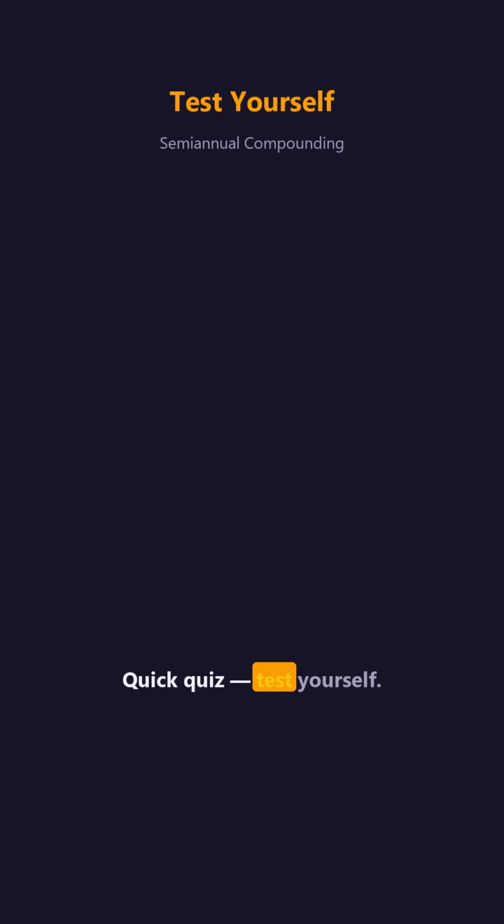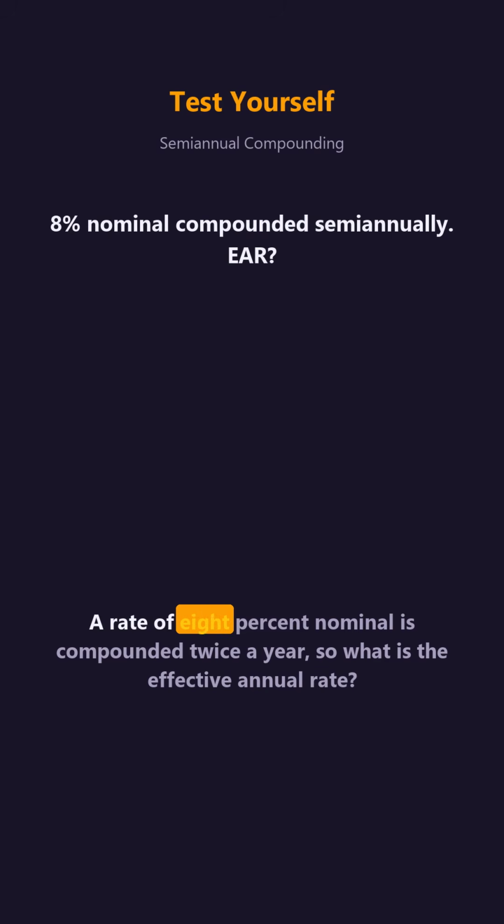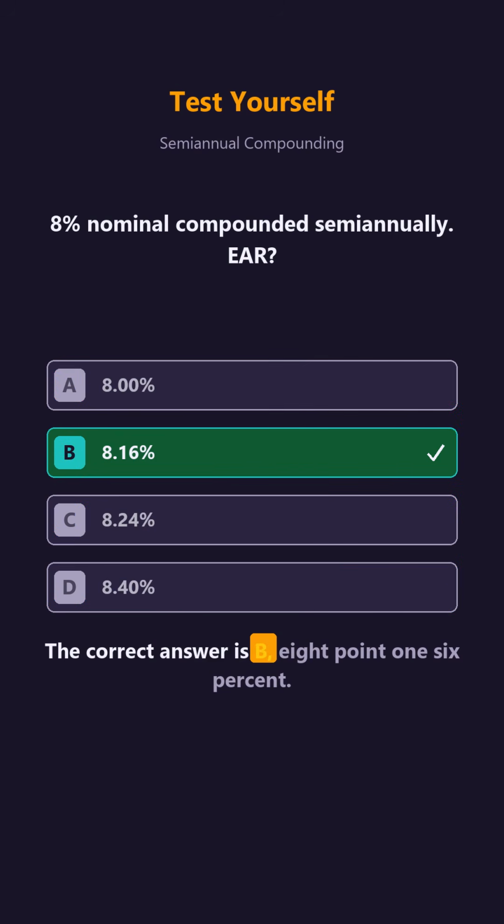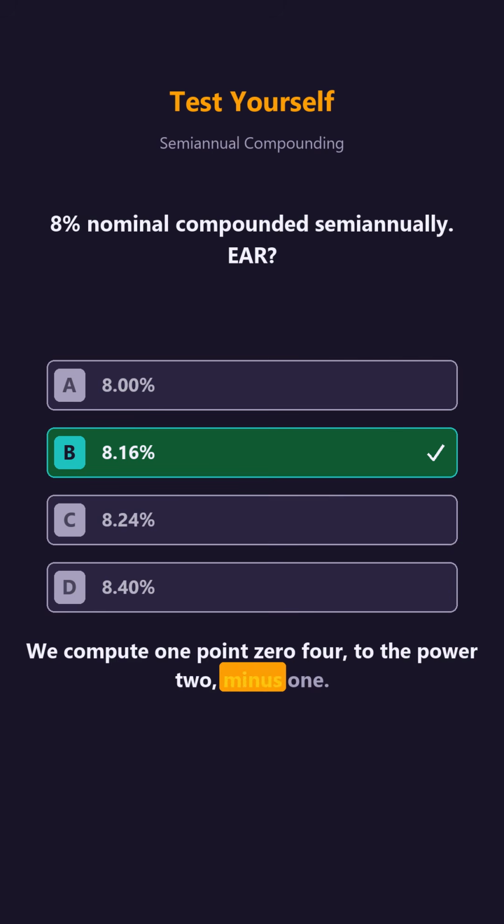Quick quiz, test yourself. A rate of 8% nominal is compounded twice a year, so what is the effective annual rate? Here are your 4 options. Pause the video and solve it now. The correct answer is B, 8.16%. We compute 1.04 to the power 2 minus 1.